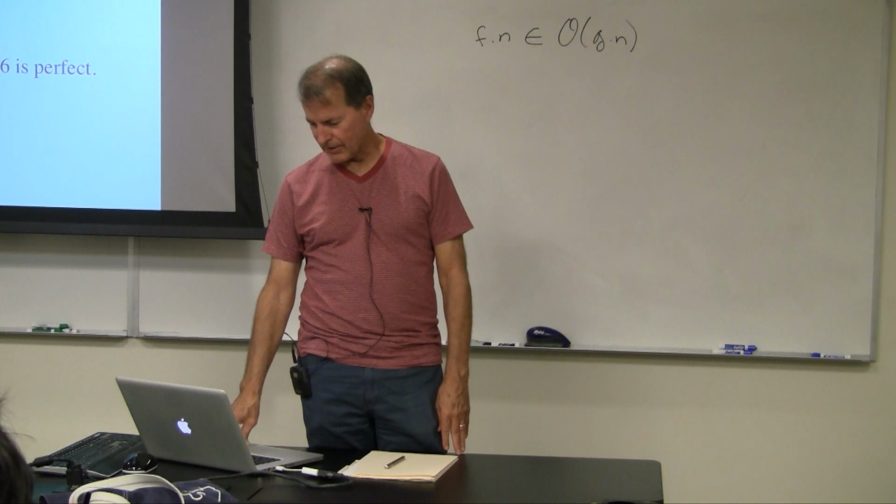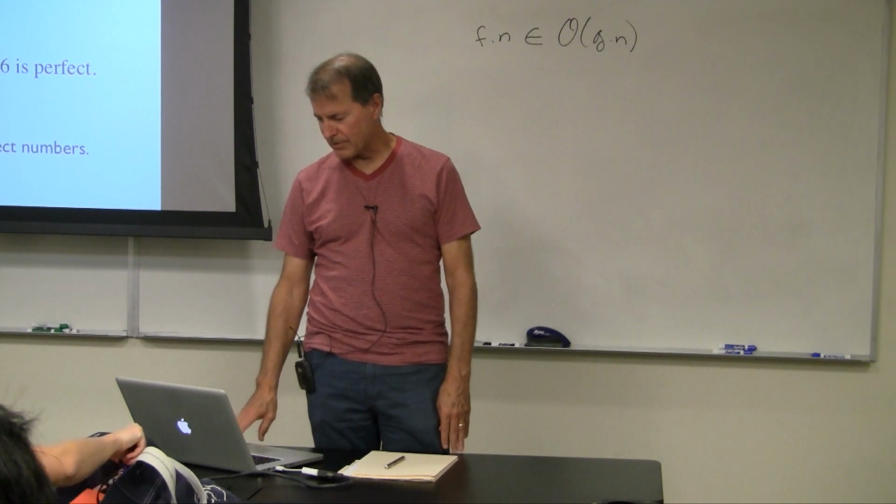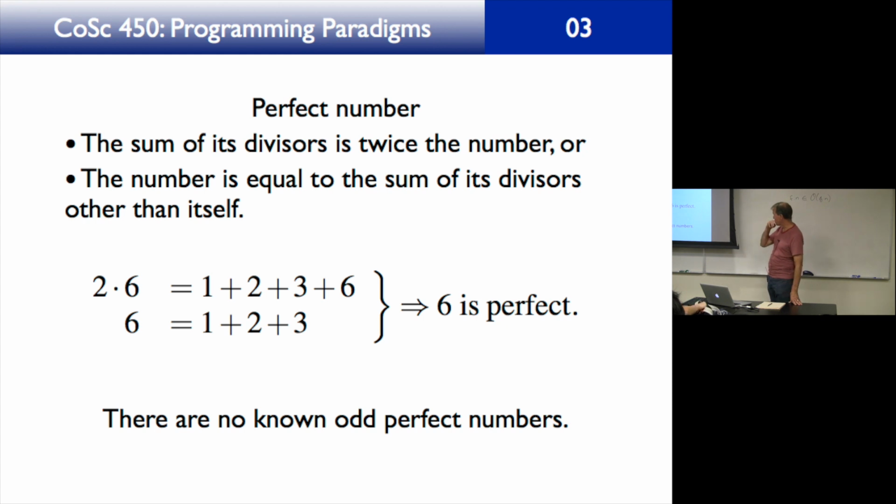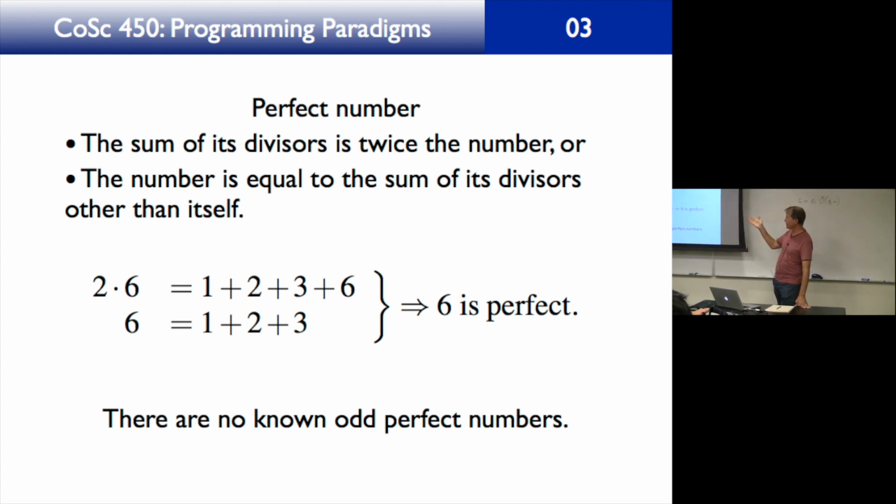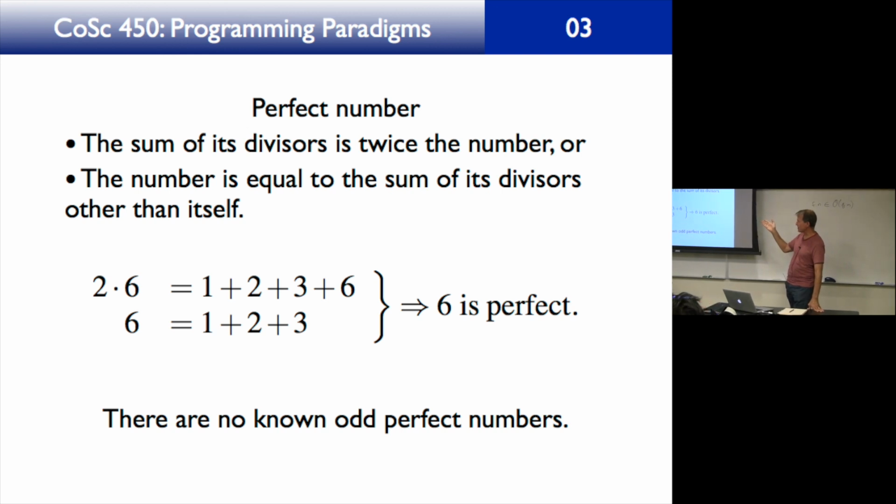We were doing a perfect number. Let's start here and review where we were. Remember, with a perfect number, the sum of its divisors is twice the number. In this example, the divisors of 6 are 1, 2, 3, and 6, and if you add 1 plus 2 plus 3 plus 6, you get 12, which is 2 times 6.